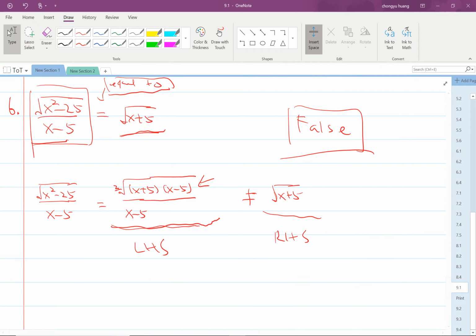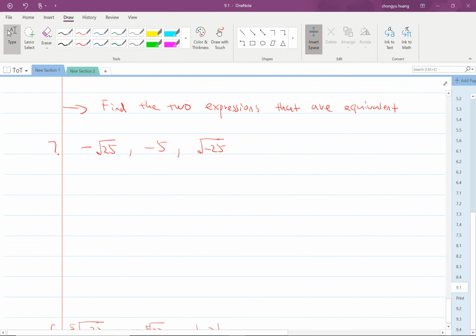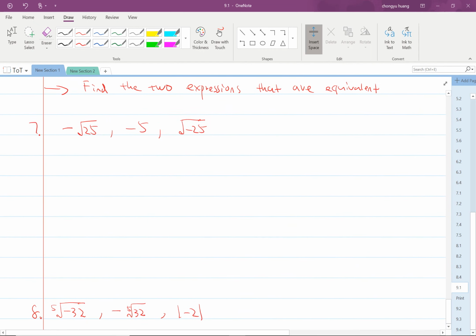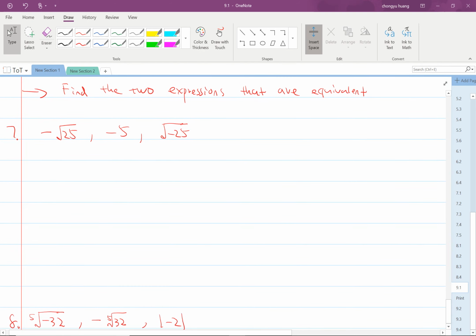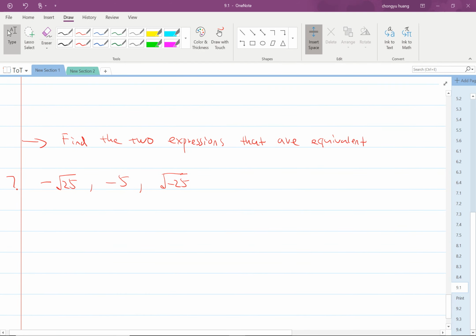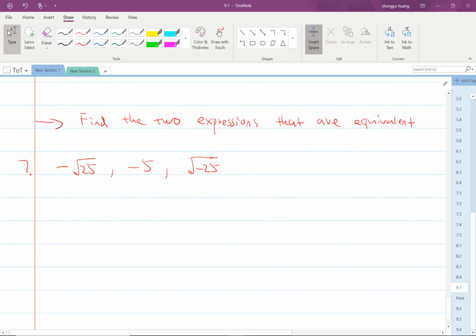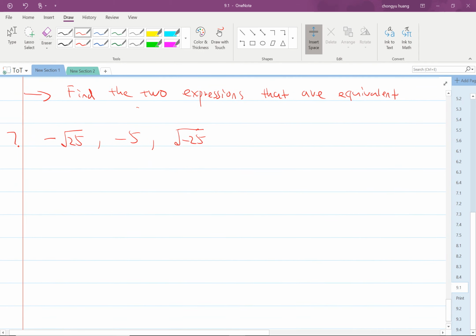So now let's move to the last kind of question. Here the last two questions, you want to find two expressions that are equivalent. The method you are going to use is to solve all of those one by one. So let's do the first one first.